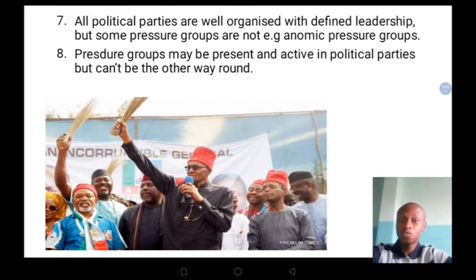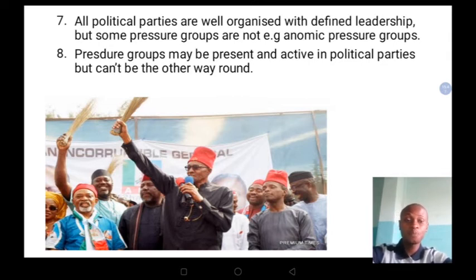For example, we made mention of anomic pressure groups. That is usually unorganized. People of common interest will come together because of their interest and use violence, use arson to achieve their aim, and as soon as their aim is achieved, they disperse. They cease to exist. So it's not an organized pressure group. It does not have a recognized structure. You can't hold their representatives and say that we are holding you responsible for the activities of this group. It's just a mob group. So not all pressure groups are organized, but all political parties are formally organized.